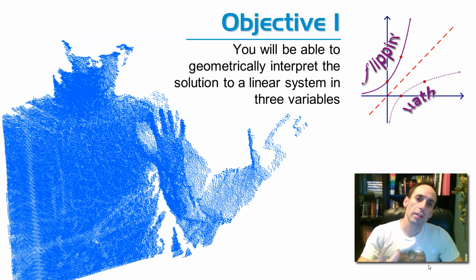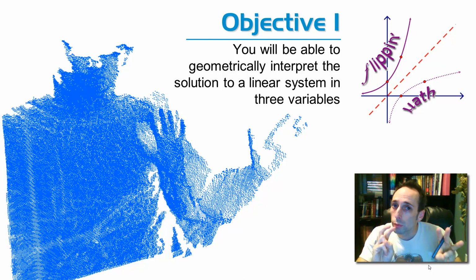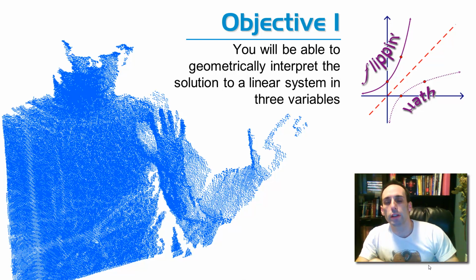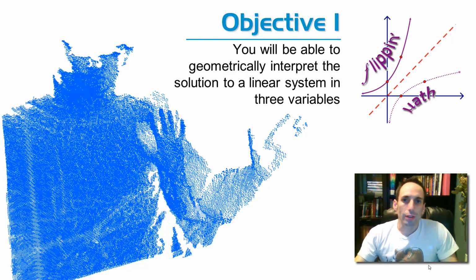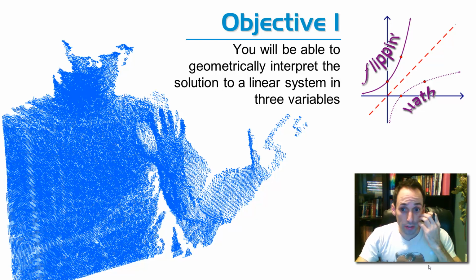Okay, so objective one, being able to geometrically interpret the solution to a linear system with three variables in it. What we have here is a 3D scan made by an Xbox Kinect scanner. Most of the things that we do in math classes are two-dimensional on an XY coordinate plane. We're writing on a paper or whatever. But in real life, things are three-dimensional. So the Kinect sensor, of course, from Xbox, can scan things in 3D, and that's one of the pictures. And we're talking about solving a system that takes place in three dimensions instead of just two.